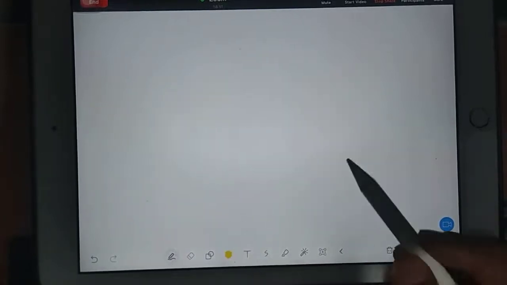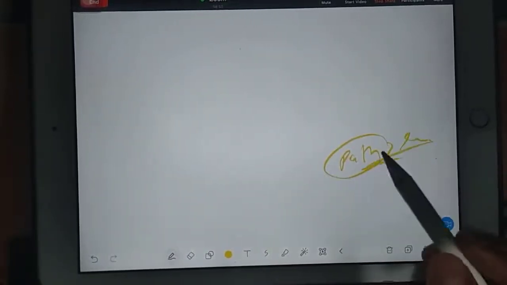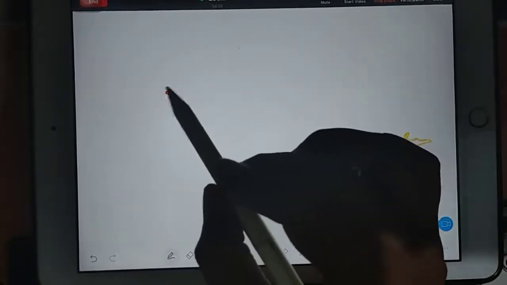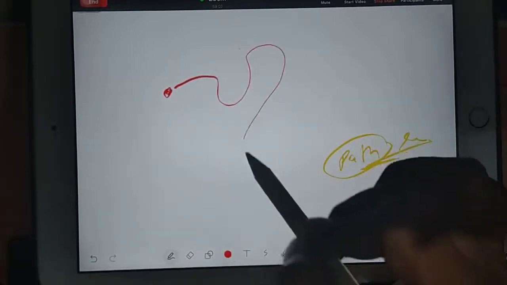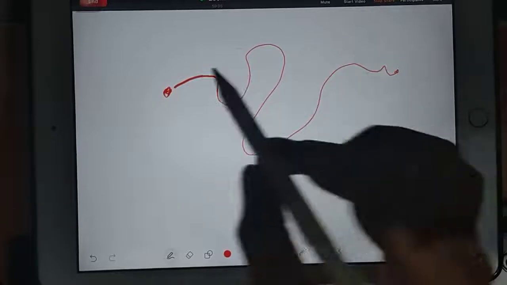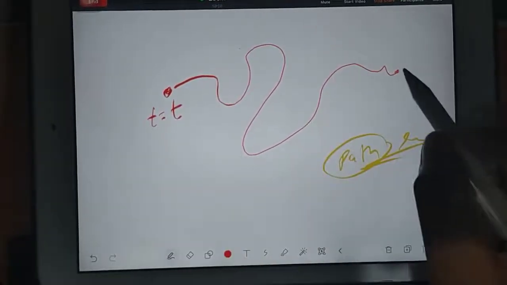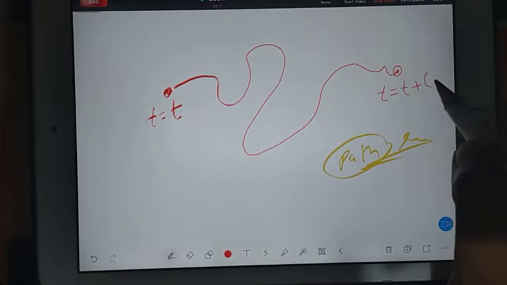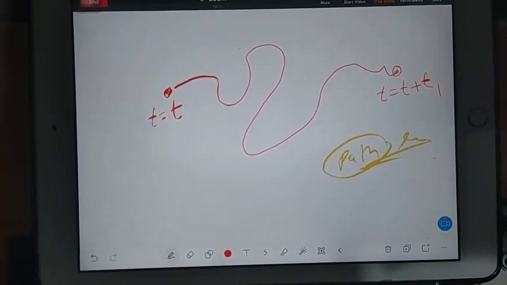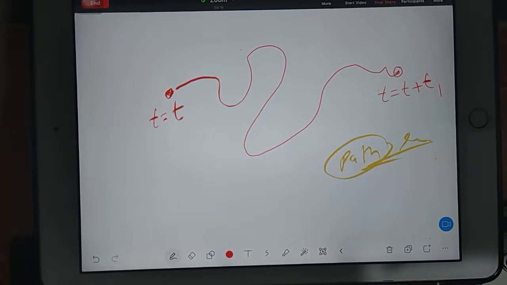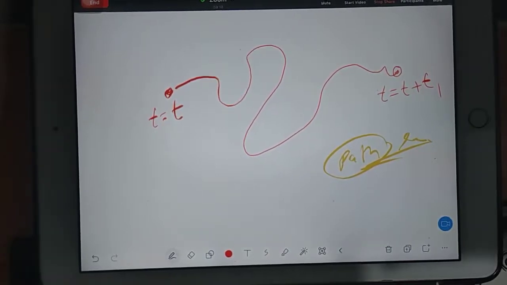Another one. What is path line? PATH, path line. So path line is very interesting. Imagine from here you are starting and you are going like this, and you are reaching here. Suppose at time t you started, and you are reaching here at time t plus some small time t1, because when you travel, definitely you will take some time. So in this change in time, t1, the path followed by the fluid particle is known as path line. Exactly what was the path followed by the particle.